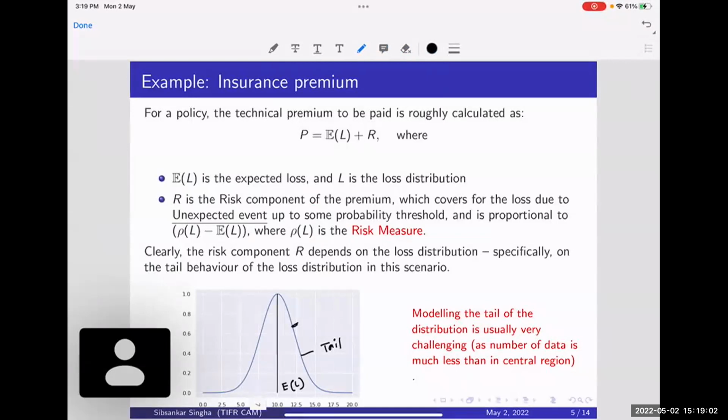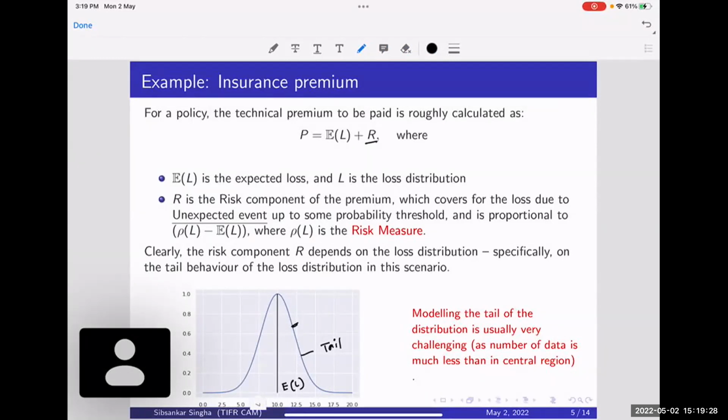So this is the distribution, and they know that some expected thing can happen, that is the expectation of the distribution. But we know that expected things do not always happen. There can be something unexpected also, that is towards the tail. In that case, the company may face some losses. So that's why we need to introduce some risk component, that is R here. This is the formula for premium, the technical premium, and this is a very basic toy example.